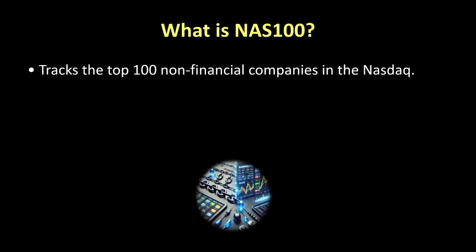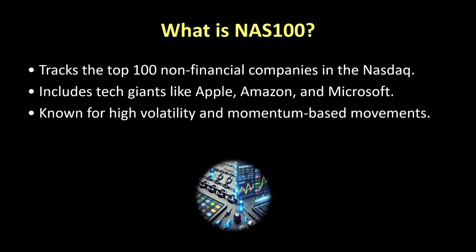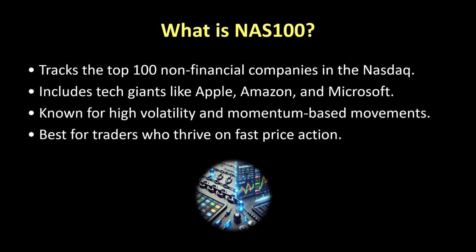Now, what is NAS100, right? This tracks the top 100 non-financial companies in the NASDAQ, okay? So this includes tech giants like Apple, Amazon, Microsoft, and the list goes on and on. These are known for high volatility and momentum-based movements, okay? So this is best for traders who thrive on fast pace, price action, and you know that NAS100 is going to make some sort of move each and every single day. You cannot go wrong with trading NAS100.